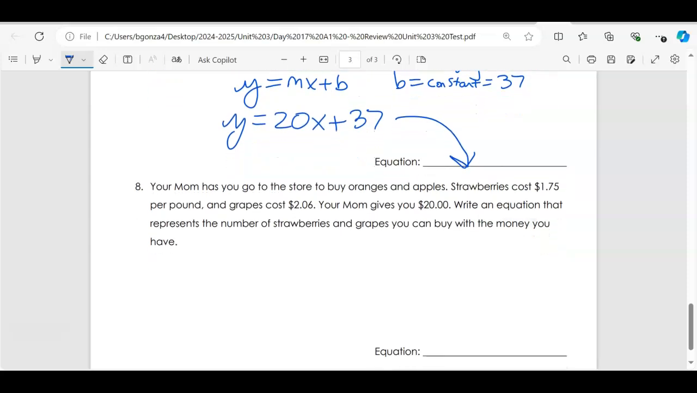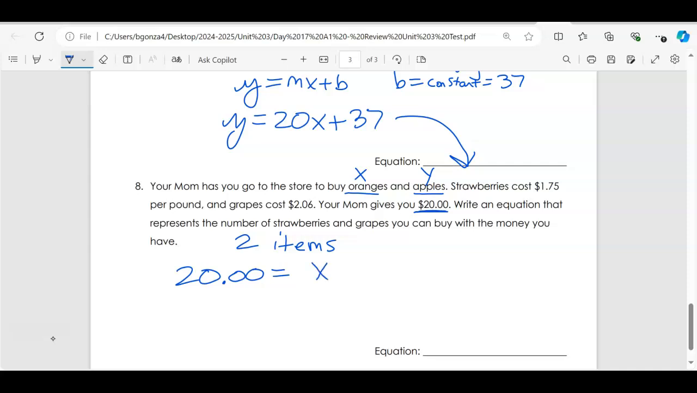And a little bit different here. It says your mom has you go to the store to buy oranges and apples. 2 items. Well, those two items are x and y. And if you remember from our notes, we start, let's keep reading. Strawberries cost $1.75 per pound. Grapes cost $2.06 per pound. Your mom gives you $20. We have a total amount. So we start with that total, 20. And then we're going to add up our x and y to equal that 20.